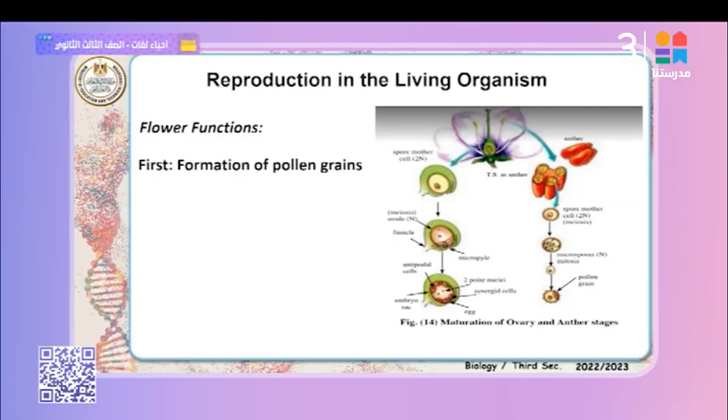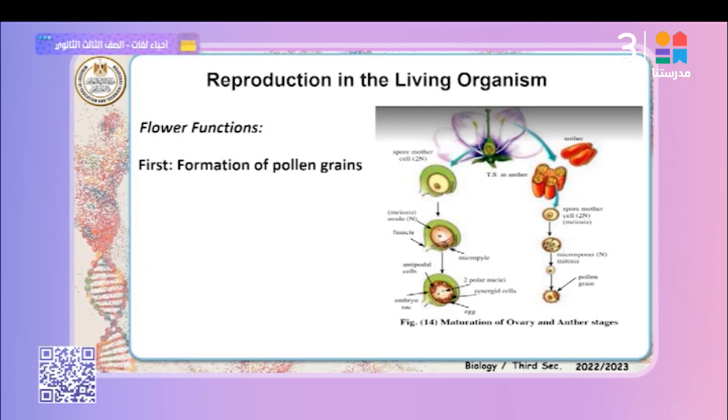Reproduction in the living organism. Focus now, we are going to focus on the main point: formation of the pollen grain. The male reproductive organ consists of anther and filament, called the stamen. The anther contains 4 sacs, as in your pictures. These figures show the maturation of the ovary and the anther stage. Please focus on these figures.